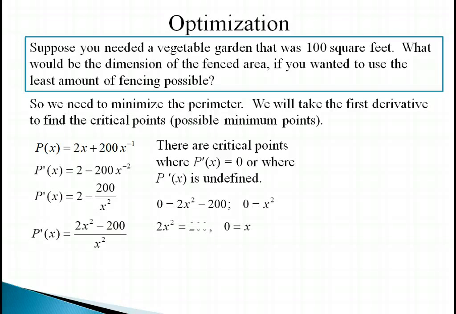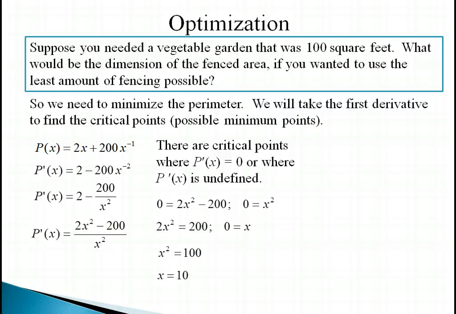Now where we have x squared equal to 0, it's really not going to help us because it doesn't make any sense for one side of our fenced area to be 0. So we're going to leave that one alone. And we're going to concentrate on the 2x squared equals 200. So that gives us x equals 10. Now we would normally say plus or minus 10 because we took the square root, but again, it doesn't make any sense for one side of a fenced-in area to be a negative length. So we're just going to take the positive 10.